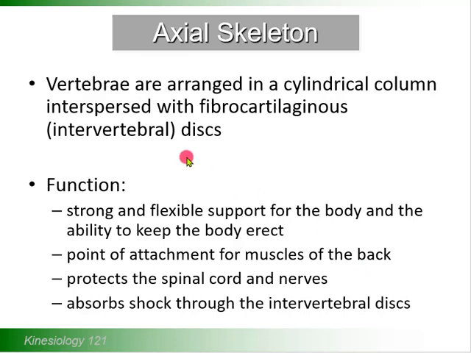In axial skeleton, the vertebrae are arranged in a cylindrical column, interspersed with fibrocartilaginous discs. Function of the axial skeleton: strong and flexible support for the body and the ability to keep the body erect. Point of attachment for the muscles of the back. Protects the spinal cord and the nerves. Absorbs shock through the intervertebral discs.